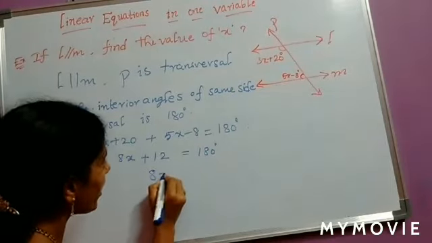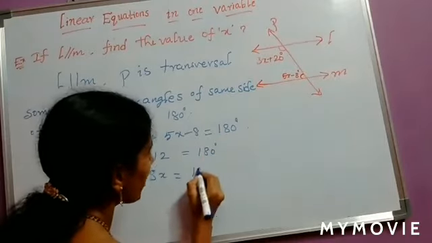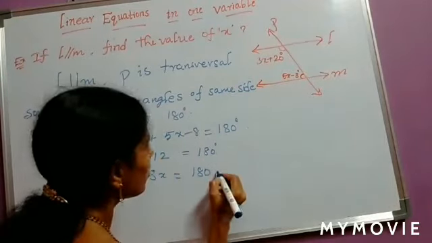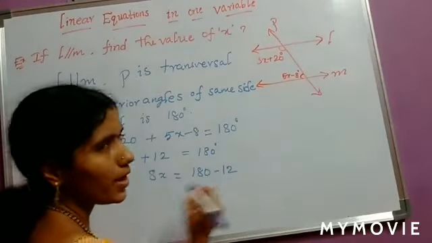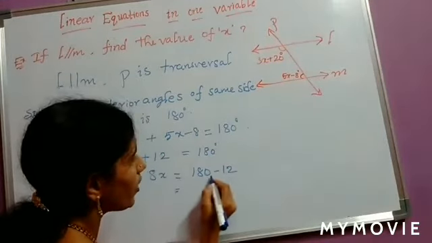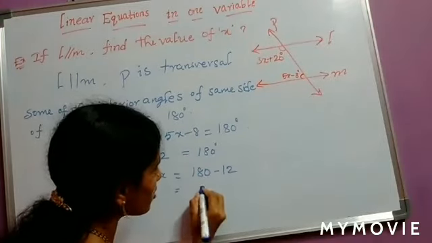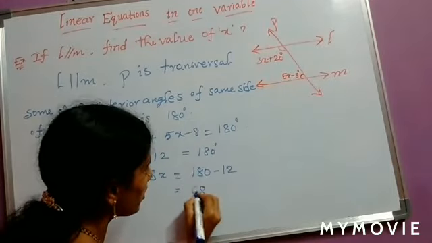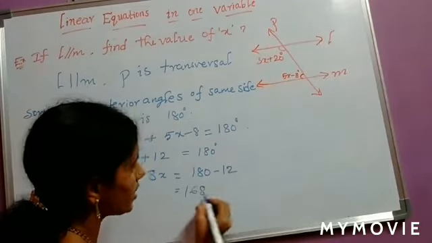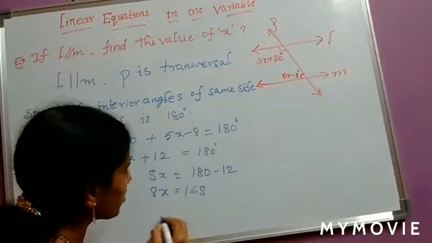So 8x we write. Plus 12 transposing to right side. So we get 180 plus 12 here minus 12. Plus 12 changes to minus 12. So 180 minus 12, 0 minus 2, not possible. So 10 minus 2, 8. Here 7 is there. 7 minus 1, 6. 168. We get 168. 8x equal to 168.